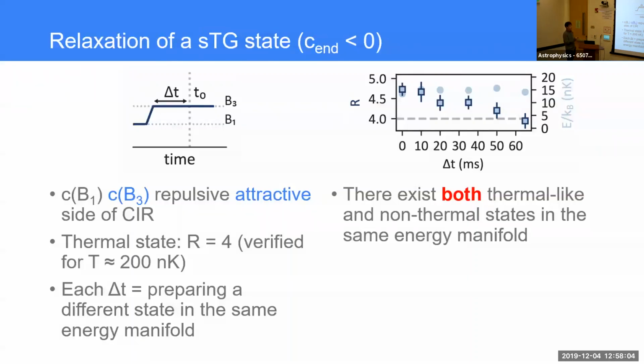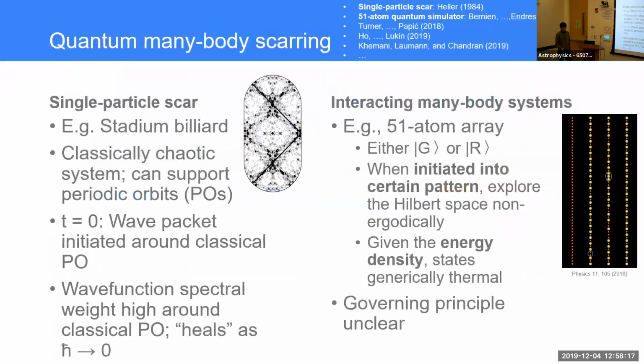So essentially what we've demonstrated is that there exists both thermal lag as well as a typical non-thermal state, which is a supertonic state, in this same energy manifold. And then we think that we can possibly make a connection of this to the phenomenon of quantum many-body scarring. So first, let's understand this in a single particle scenario.